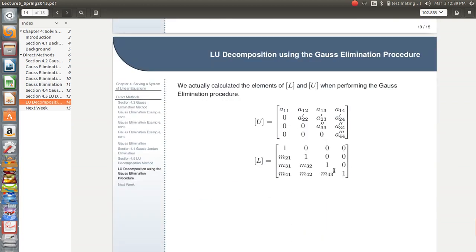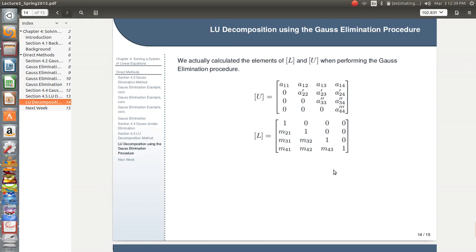Now, you remember when I mentioned earlier with the Gauss elimination procedure that we might want to keep track of all of those coefficients and pivot coefficients that we created. This is the reason why we actually calculated all of the elements needed for the L and the U matrices when we were performing Gauss elimination. So this again is a very simple setup. We can take those coefficients for Gauss, plug them into our L and U matrices, and we have a solution.